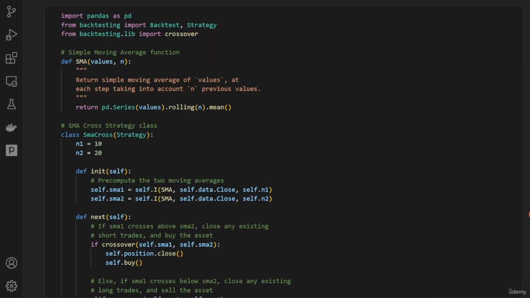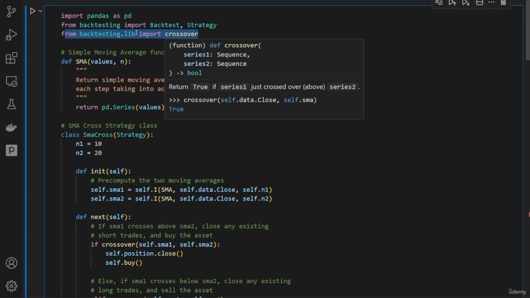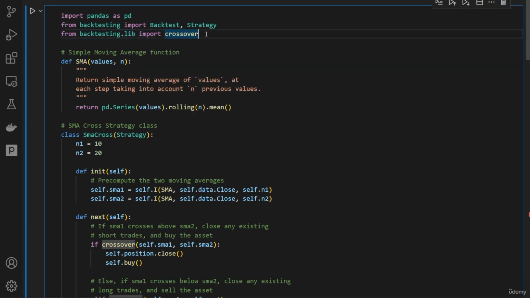Once the installation is complete, we can import the necessary modules, and this is where from backtesting I'm importing Backtest and Strategy. If you want to test pre-built strategies that are coming with the package, you can also import these, but this is not mandatory if you are building your own strategy.